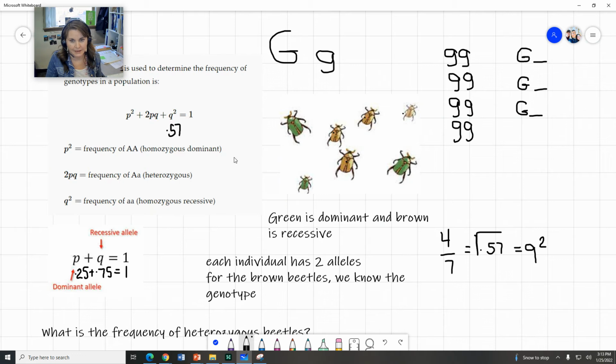So I'm able to retroactively determine the value of q because I know the population of my brown beetles, of my q squared. So now I know p is 0.25. So I'm going to take 0.25 squared, which is what this first number is. That's 0.06. I'm just going to put 0.06.